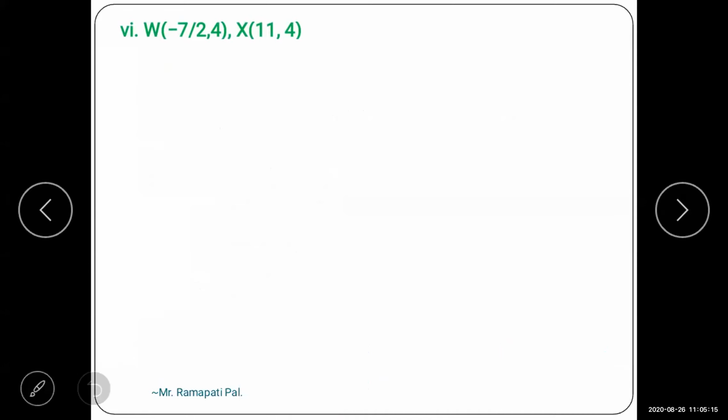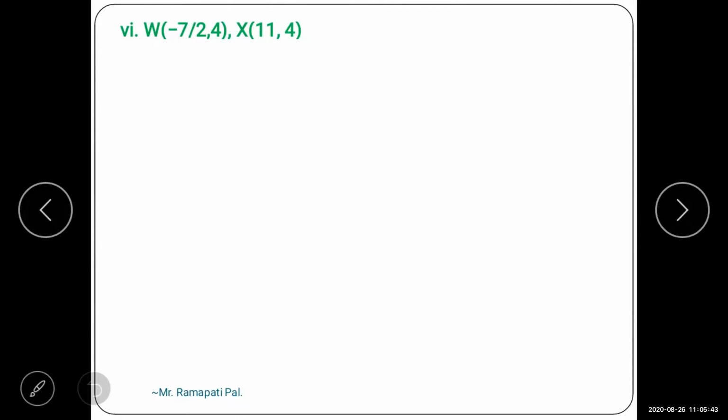Sixth question. Okay? So you are ready? Okay. Come with me now. W is given. W is minus 7 upon 2, comma 4. X is 11 and 4. So can you tell me what is x1, y1, x2, y2? Fast. Yes, very good, Sanskriti.